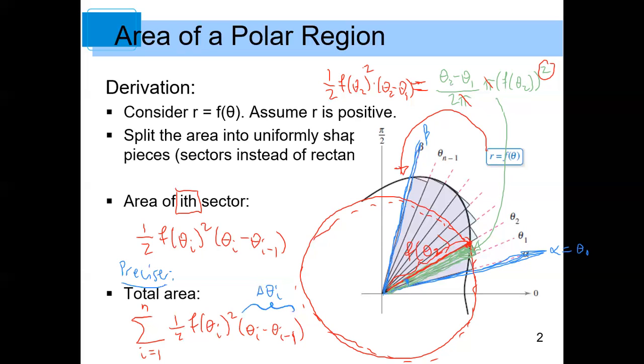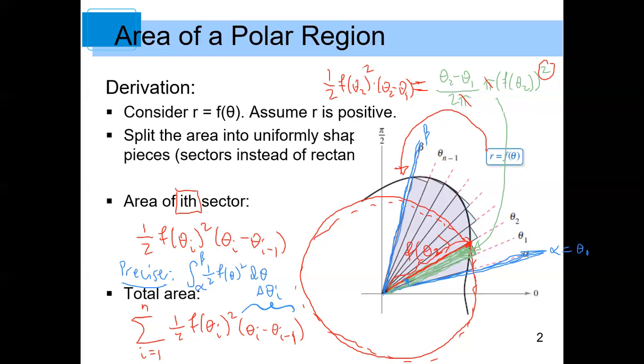So to make it precise, what would I do? Eventually, instead of a sum, it would be the integral from where to where? What would theta go between? Alpha and beta, yeah? And it would be 1/2 f of theta squared d, right? The delta theta i would become d what? D theta, yeah? And that's the formula you get when we let the thetas get closer and closer to each other. That sum would become an integral, and we would get a precise formula for the area of this region.